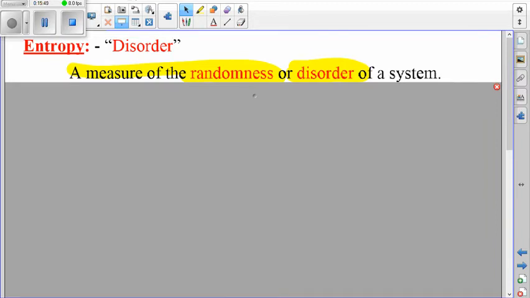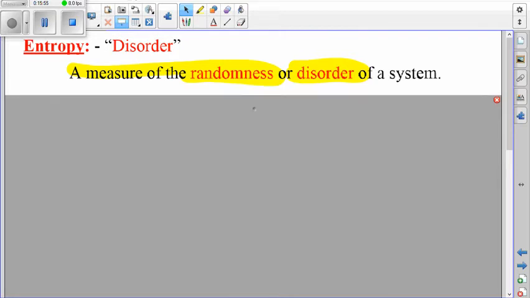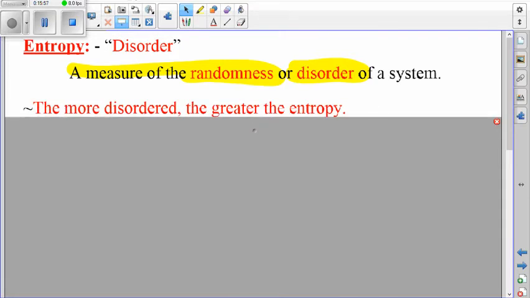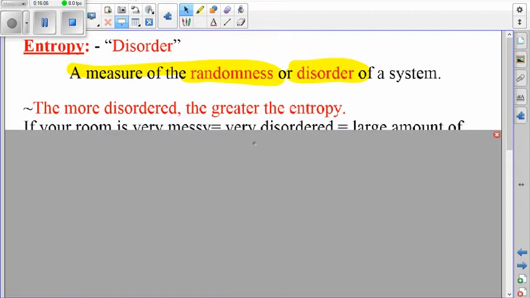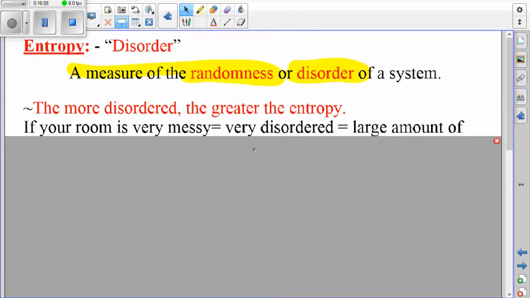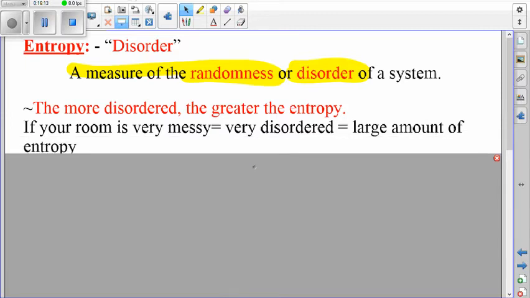Entropy is a measure of randomness or disorder. The more disordered, the greater the entropy. And so what I'm trying to say is, if you got a messy room, it's very disordered, and that means you have a large amount of entropy. That's what that means. Entropy is disorder, or chaos, craziness.